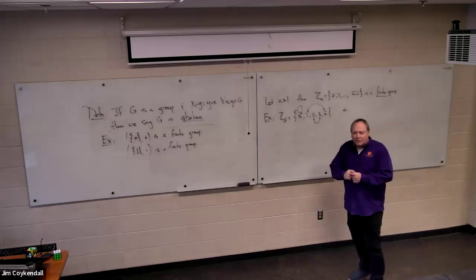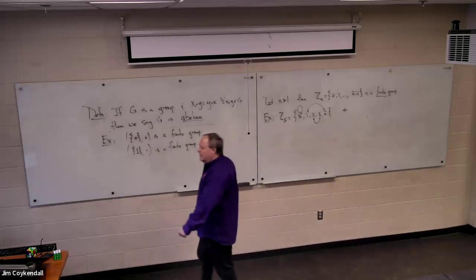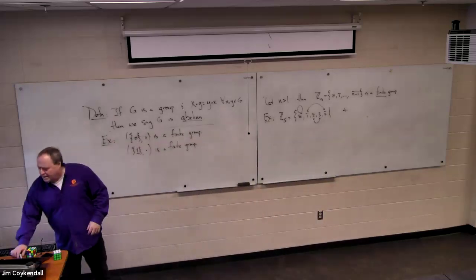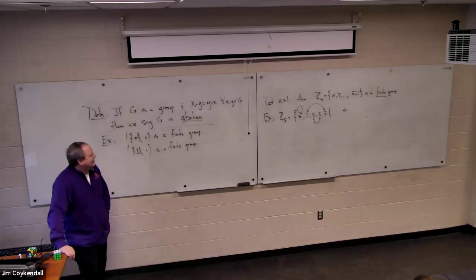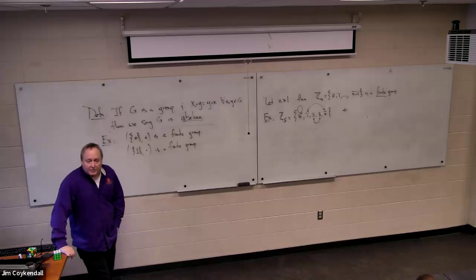Okay, we've covered about everything. The only thing that I've kind of left out is, can anybody give me an example of a finite group that is not abelian, that is, order does matter?